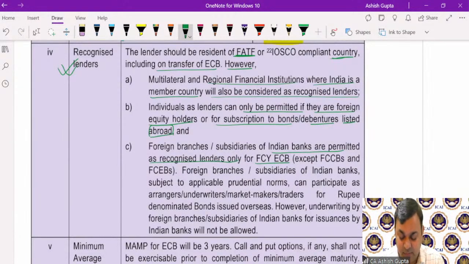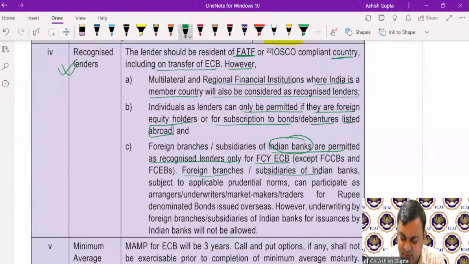and FCEBs, foreign branches or subsidiaries of Indian banks, right? Say for example, an HDFC branch situated at New York, and that branch wants to be recognized as a recognized lender under the ECB guidelines, so they will provide under the FCY denominated currency only.